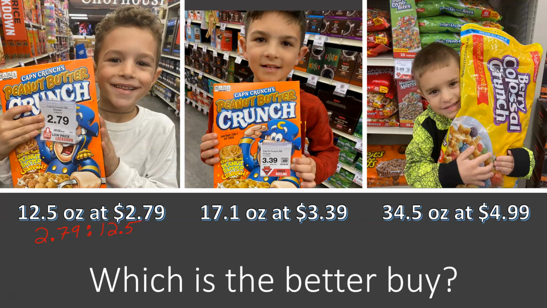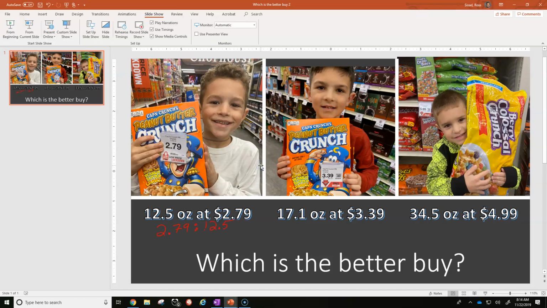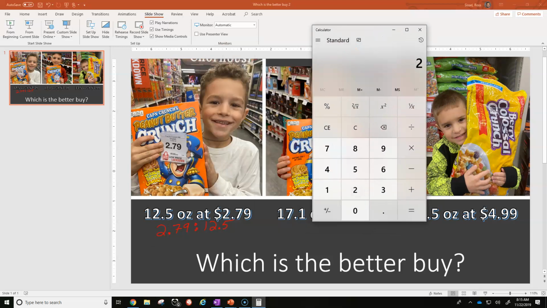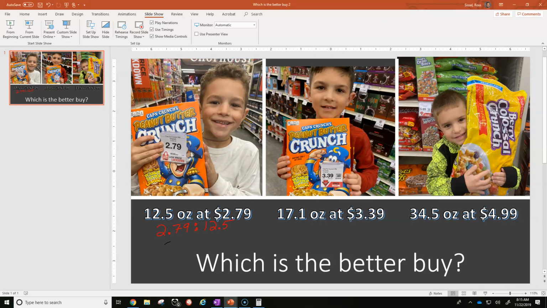Alright, when I go to solve this, you take your first unit, keep it. Where's my calculator? I'm going to take my first unit, which is 2.79, and you're going to divide it by your second ratio term. So divide by 12.5. If we round this, how much did 1 ounce cost? 22 cents.